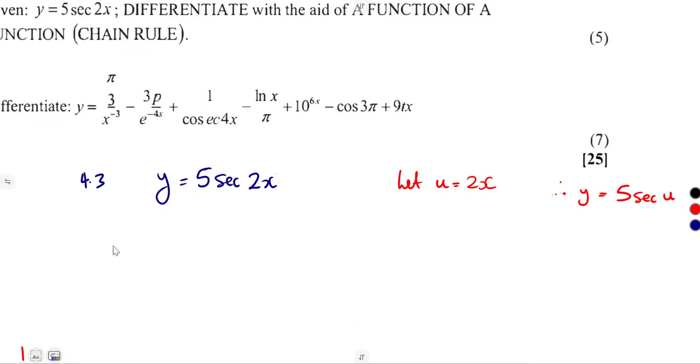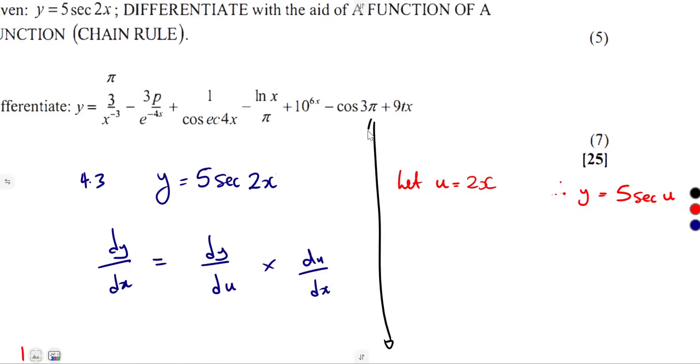Just like that, guys, use the function of a function formula. The derivative of y with respect to x is the derivative of y with respect to u times the derivative of u with respect to x, which you have the formula. So all you just needed was to find these derivatives.